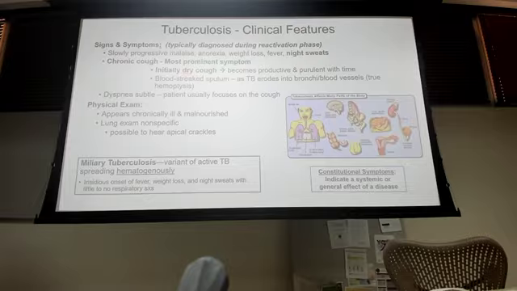Initially, it's going to present as a dry cough. Then as the disease progresses, we're going to see that more productive and purulent with time. And then that classic blood-streaked sputum, right? You see that in Tombstone, those older movies, the guy has a handkerchief.